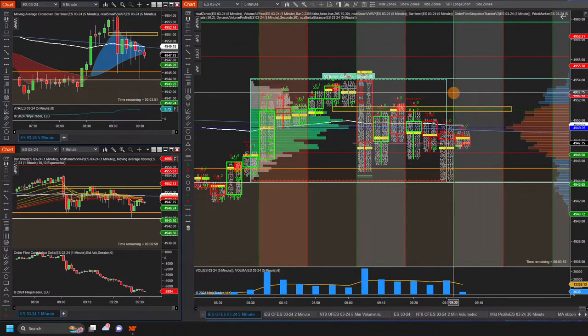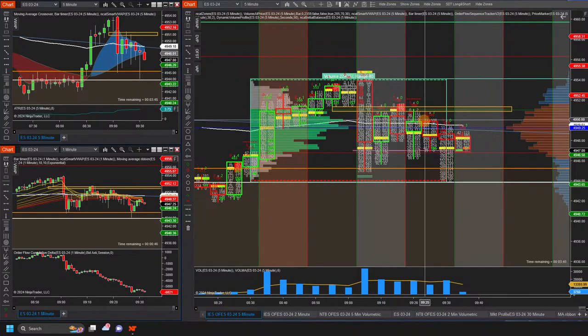Okay, guys, it's about 9:30. I'm gonna go ahead and call it for the morning session here. There's not much happening until we break down below this opening range low or break above this opening range high. We have rejection up here. We have rejection down here. Looks like we're kind of trending this way.